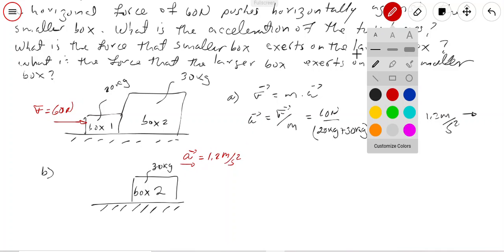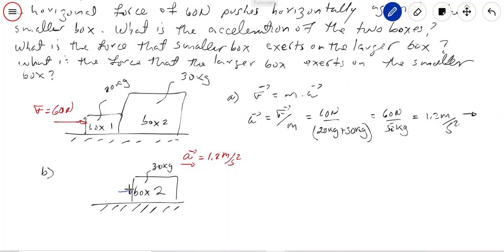We know that there is a contact force here, the force that box 1 exerts on box 2. So this F12 will be the contact force. It's going to be the force that the smaller box exerts on the larger box. This will be the only force acting on this box because there is no friction.